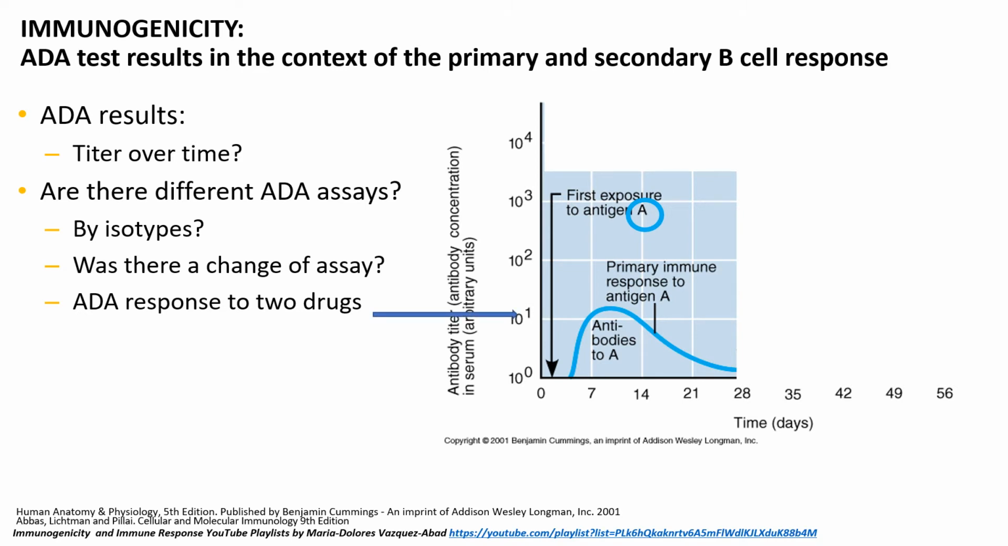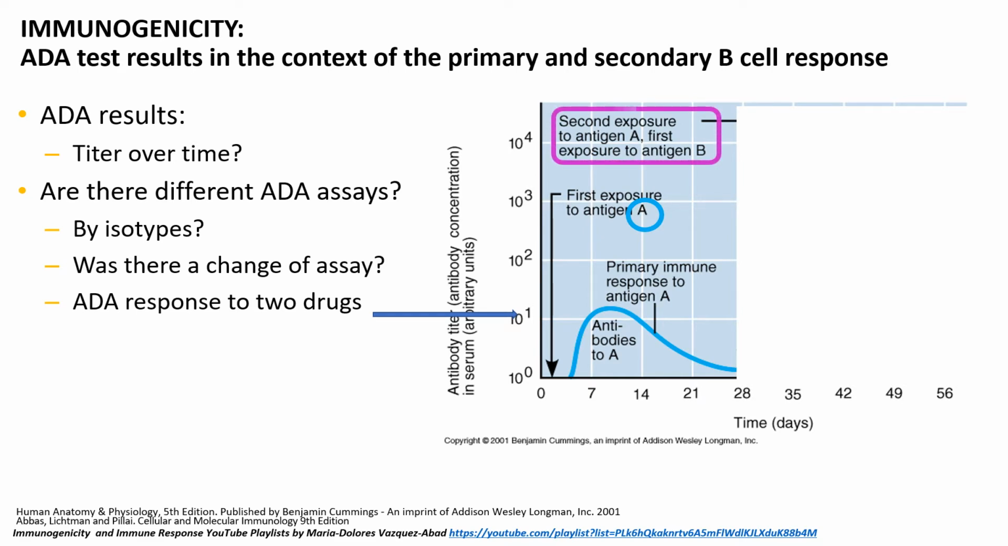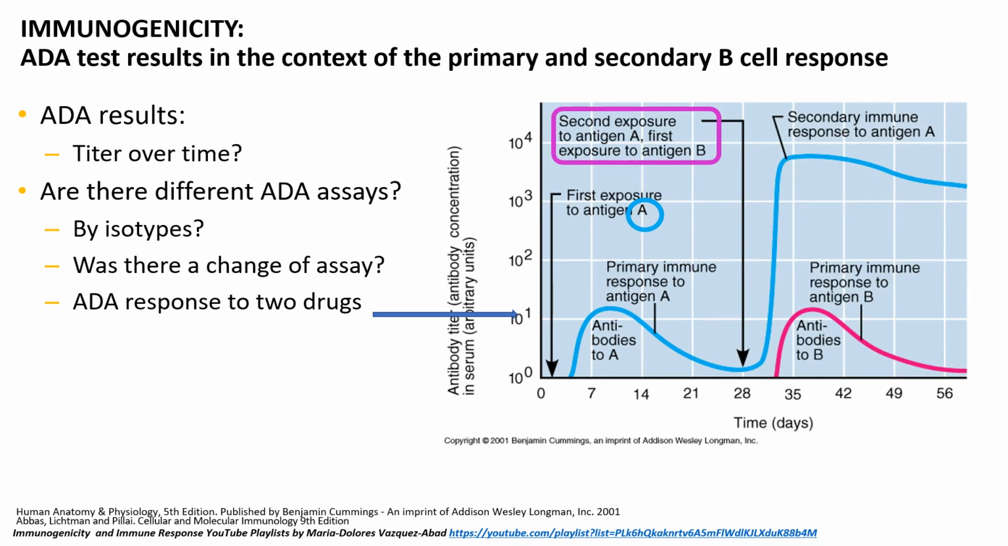That has the typical elevation of titers or titers that you can measure. In this case, this particular cartoon from Benjamin Cummins, it does have some units in the y-axis. And it is detected again anywhere between 7 and 14 days after exposure to drug A. If there's a second exposure to drug A with now combination of drug B at the same time, we could easily have a secondary response to the drug A where the titers significantly increase. Note that it is a logarithmic scale.